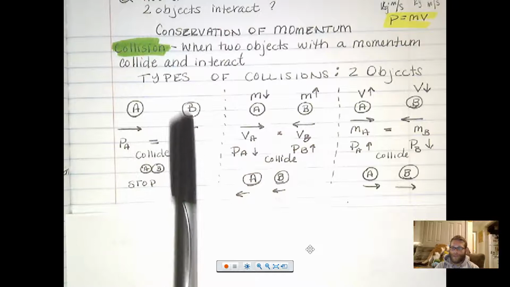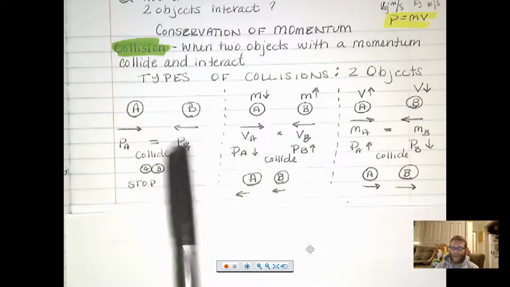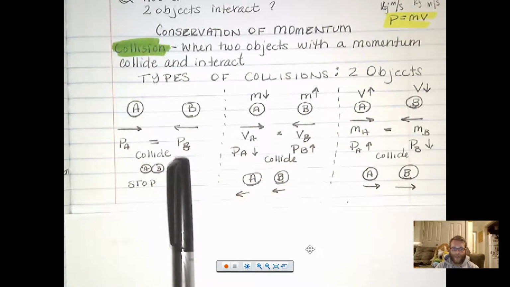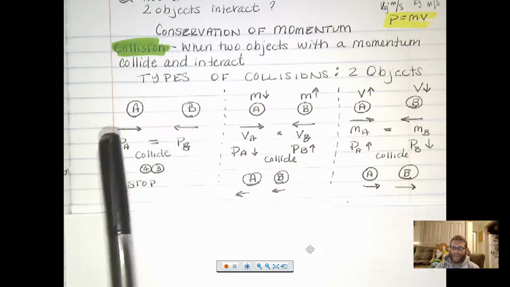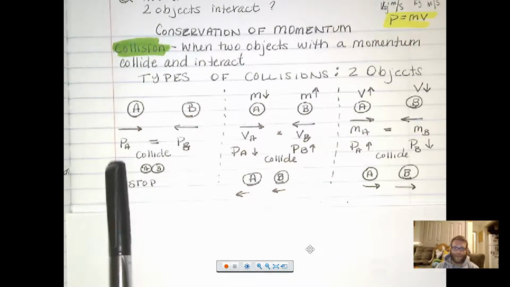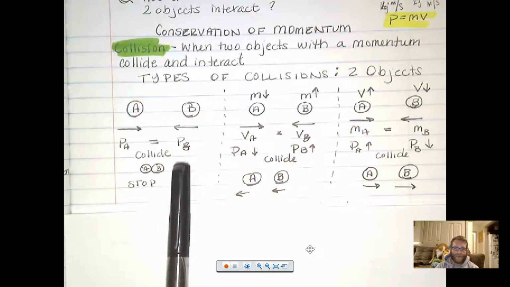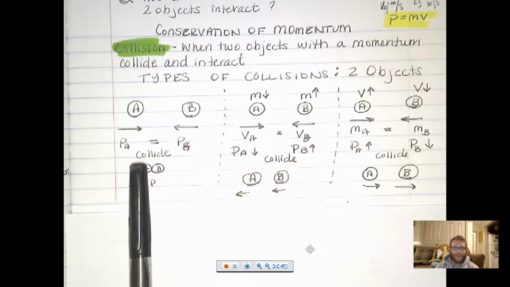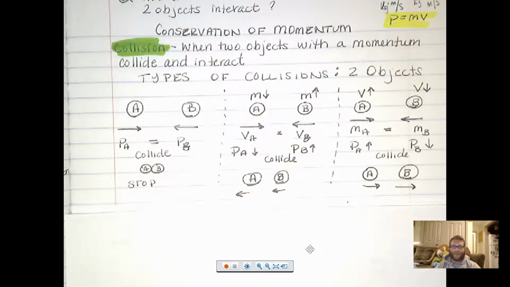Object B also has a momentum. Object B is traveling at a velocity and it has a mass, so thus it has a momentum. Let's say in our instance here, object A and object B have the exact same momentum. That means the mass velocity ratio is equal to the mass velocity ratio here. So when those two objects collide with each other, those two objects will essentially stop. If you have two objects that have the same velocity and same mass ratio, when they collide, those objects will stop. They have equal momentum.